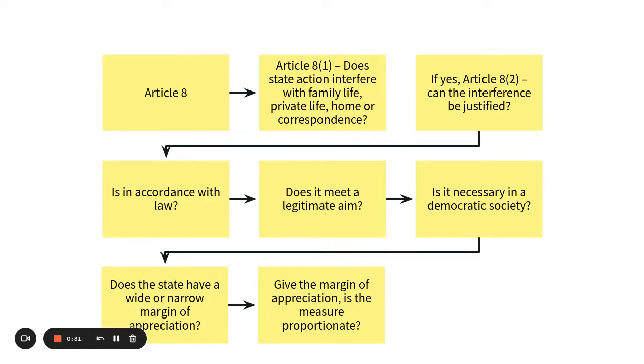If there is some interference, you then look at whether the interference can be justified. So you have a look at whether it is in accordance with the law, whether it meets a legitimate aim, and whether it is necessary in a democratic society. In order to have a look at whether it is necessary, you look at the margin of appreciation. So is there a wide or a narrow margin of appreciation? And given the margin of appreciation, is it proportionate for the aim they are trying to achieve?